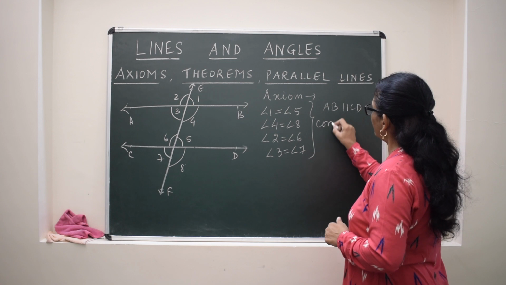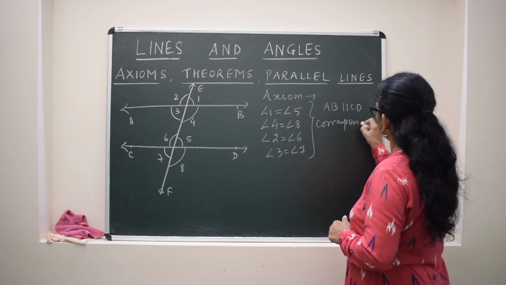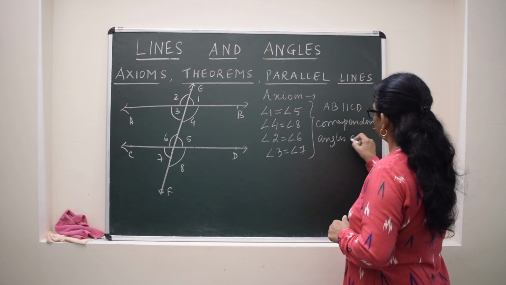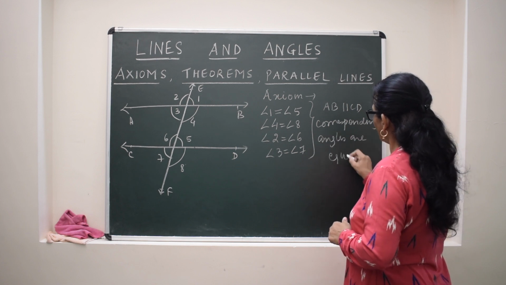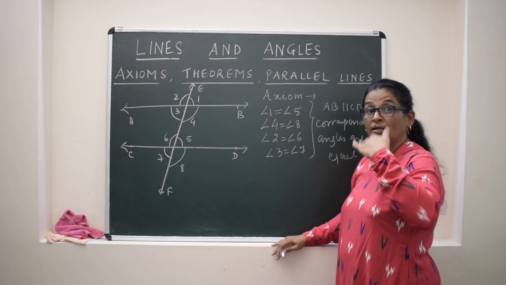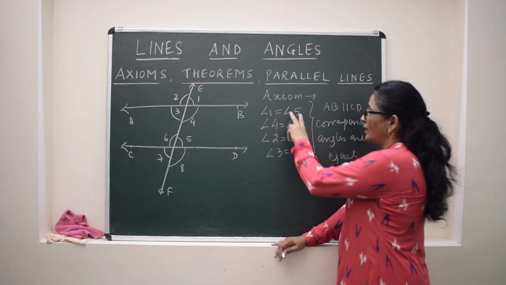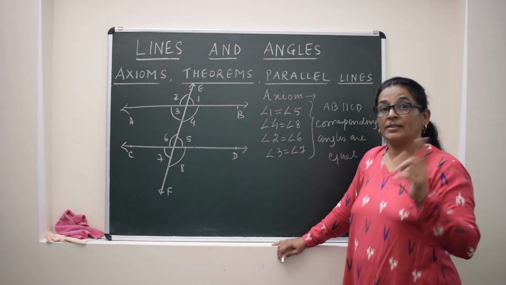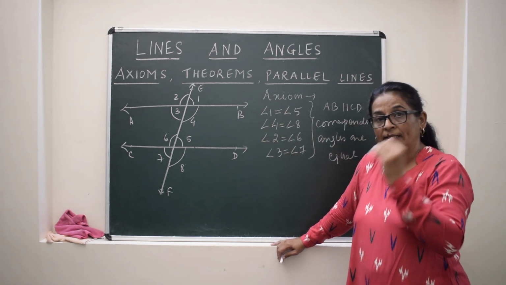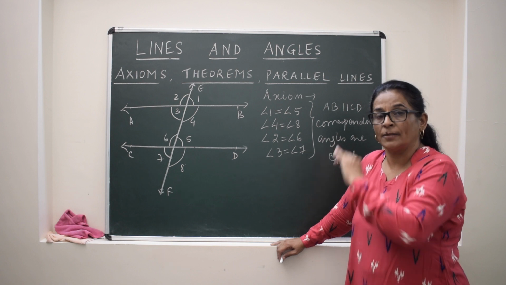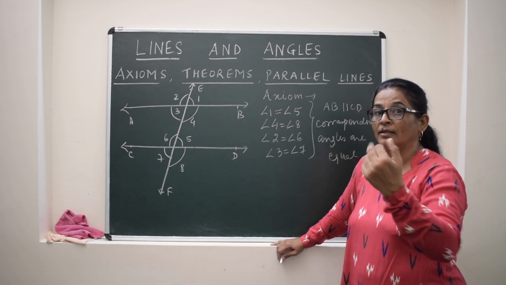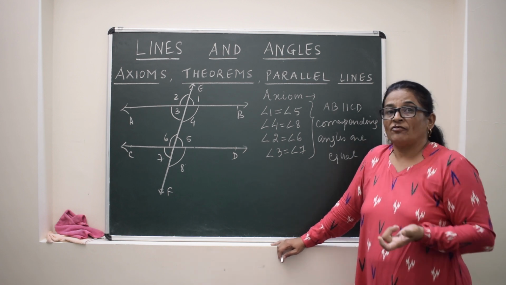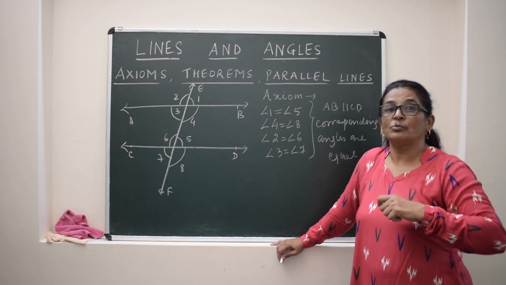Then corresponding angles are equal in one way. And converse of that, if corresponding angles are equal, then the lines are parallel. This is the first and the second axiom. Lines are parallel, corresponding angles equal. Corresponding angles are equal, then the lines are parallel. Now after this we will see some more types of angles and the theorems based on that.